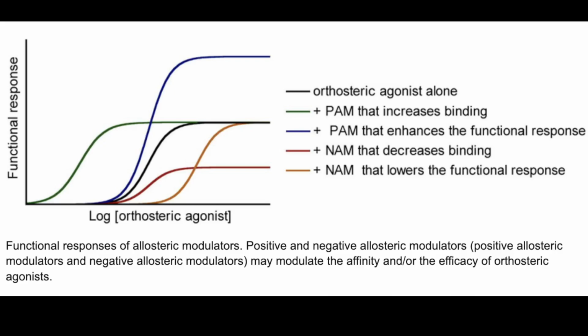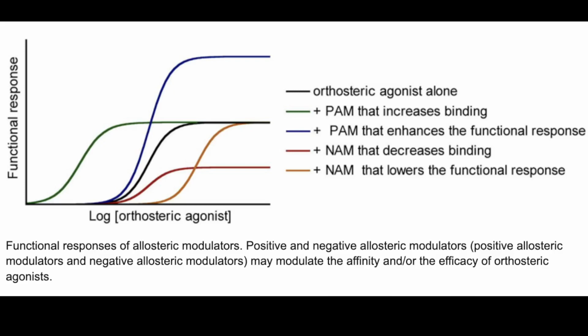PAMs offer several advantages over traditional orthosteric modulators, which bind directly to the active site. By targeting allosteric sites, PAMs provide more selective and specific modulation of protein function, minimizing off-target effects and reducing the risk of adverse side effects. Additionally, PAMs often produce a more physiological response since they potentiate endogenous ligand binding rather than artificially activating the protein.